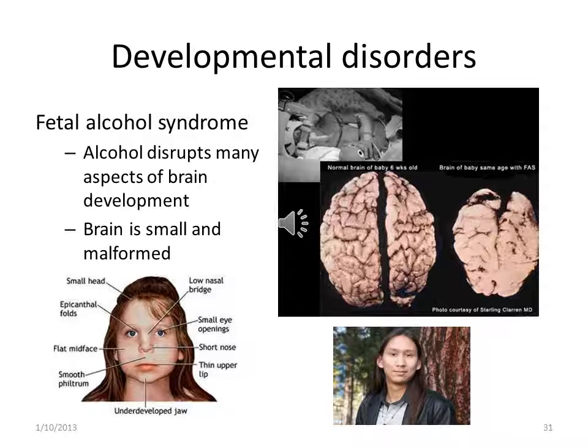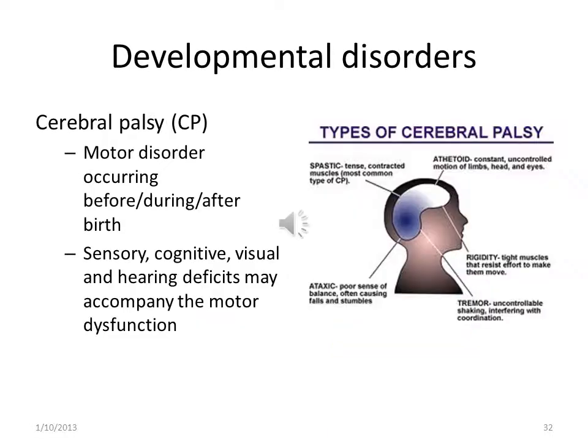And there are also a number of other syndromes that you can see if you look at the photos. A small jaw, thin upper lip, low nasal bridge, and so on. Don't worry about those things, but what you want to know is that alcohol disrupts all different kinds of aspects of brain development.